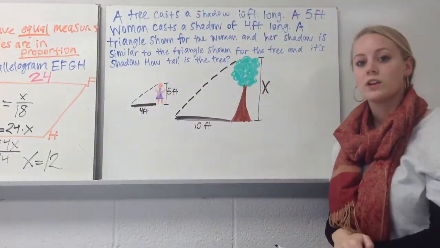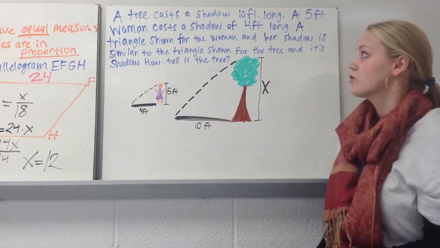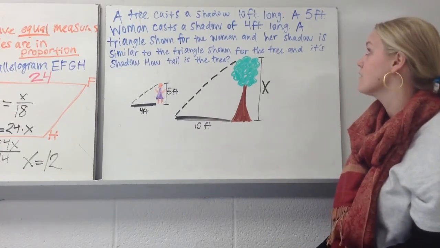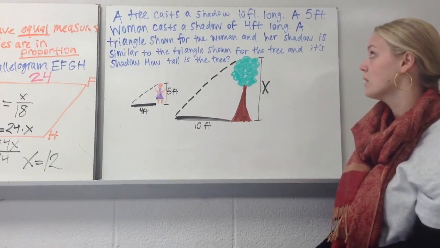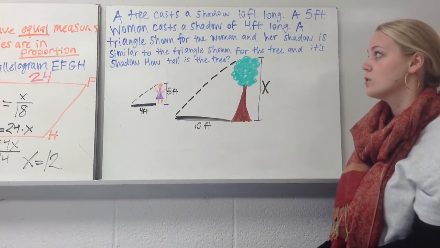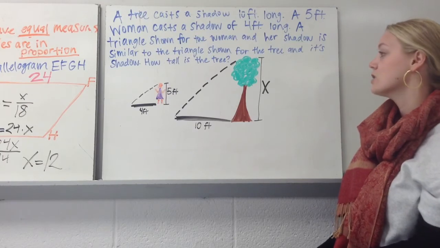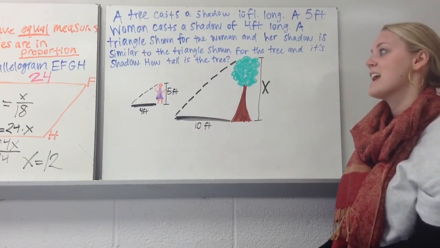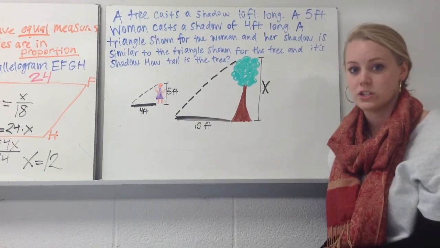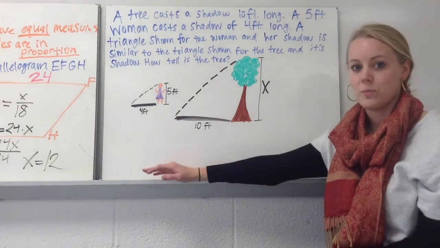Next, we're going to look at a word problem. A tree casts a shadow of 10 feet long. A 5-foot woman casts a shadow of 4 feet long. A triangle shown for the woman and her shadow is similar to the triangle shown for the tree and its shadow. How tall is the tree? So I went ahead and drew the picture.